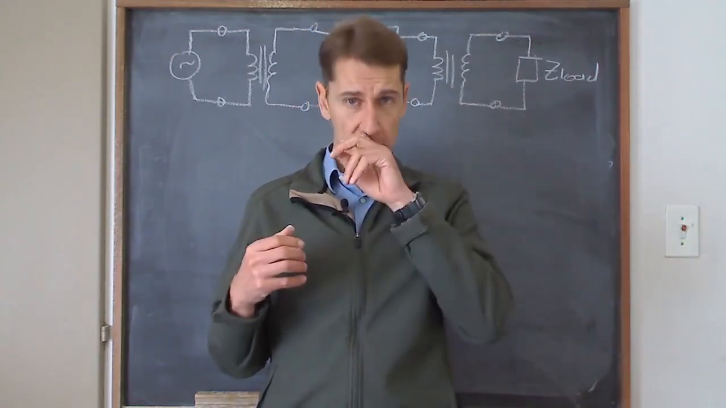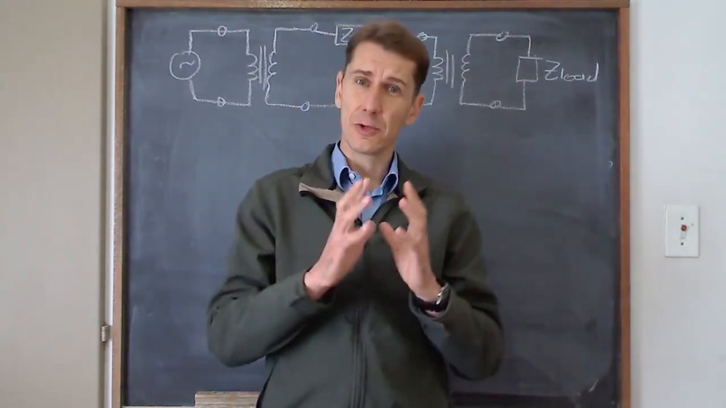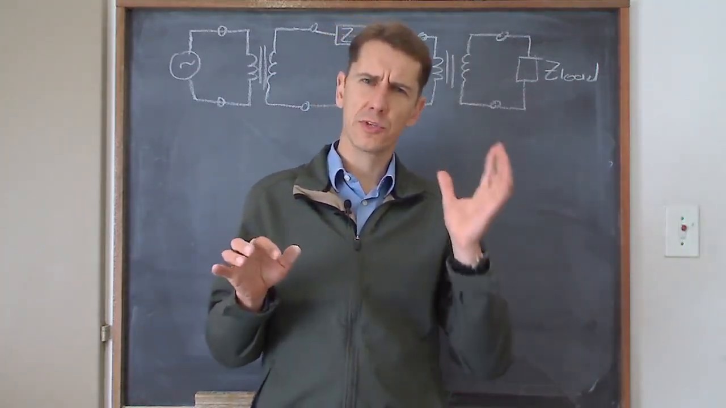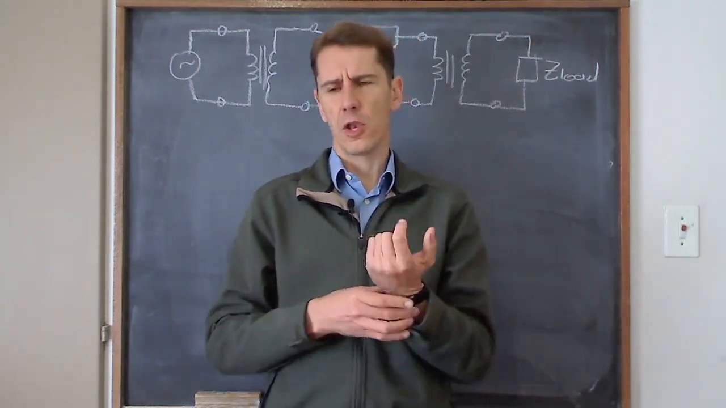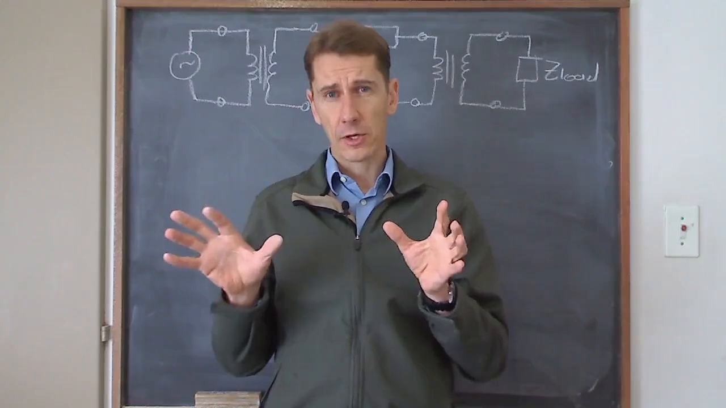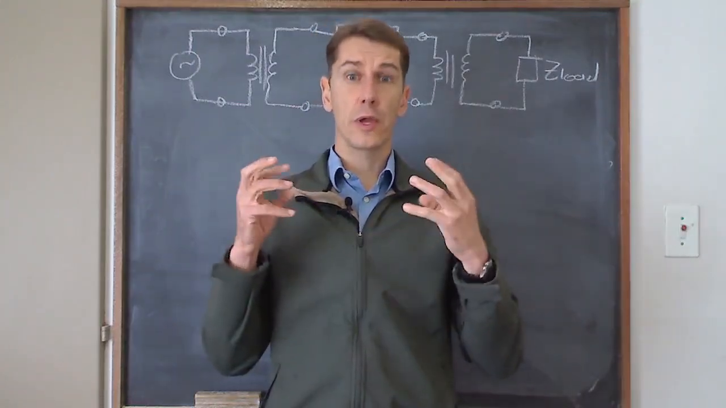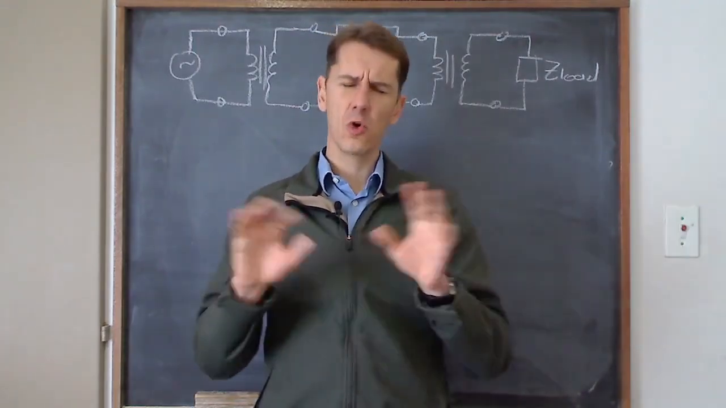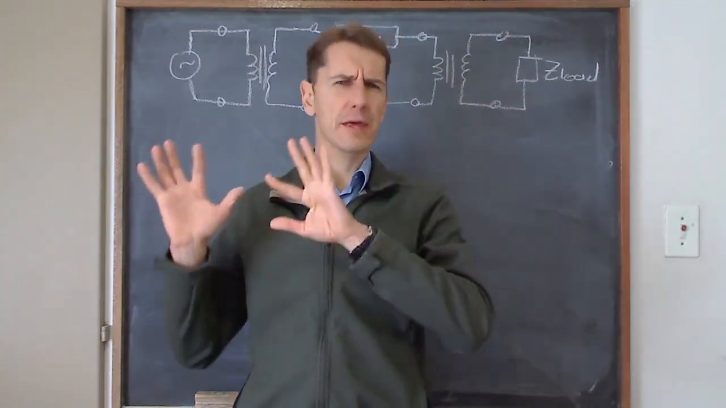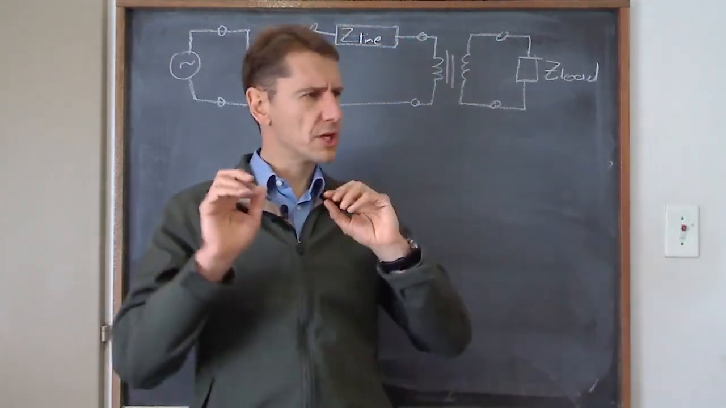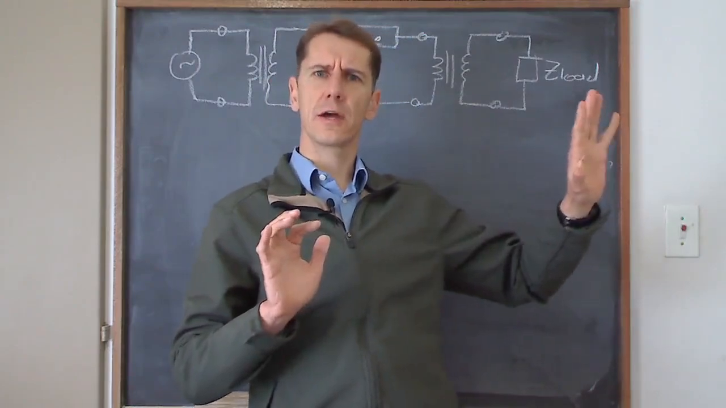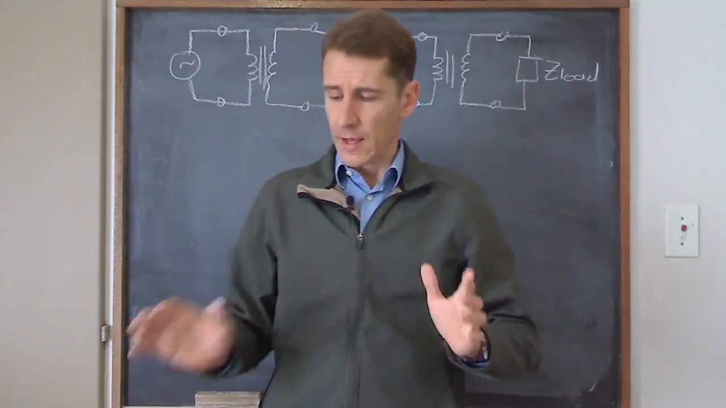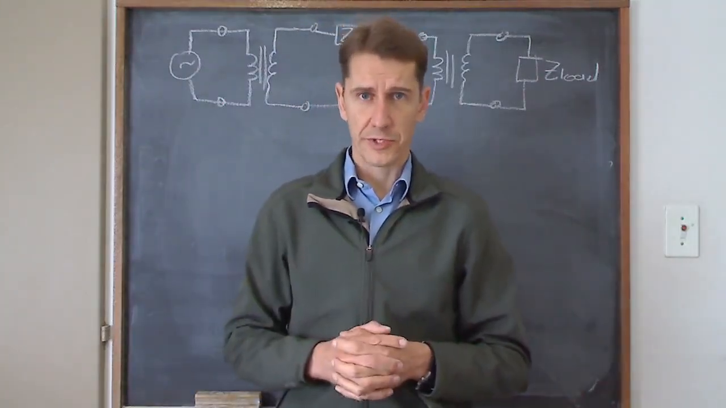Just so with transformers, we're going to first look at ideal, meaning no losses, no core losses. In other words, no hysteresis losses, no eddy current losses, and no I2R losses in the coils, because you've got currents flowing through the coils. No losses. All the power that comes into my transformer just goes out on the other side. But anyway, why do we use transformers in AC circuits?